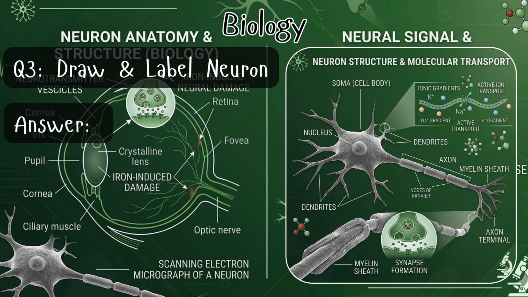In short, a neuron receives a quiet message on its dendrites, processes it in the cell body, and if it's strong enough, sends a fast electrical signal down its insulated axon to the axon terminals. There, it releases chemical messengers to talk to the next cell. This is how your brain and body communicate.